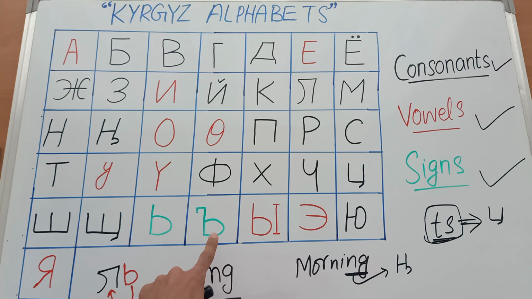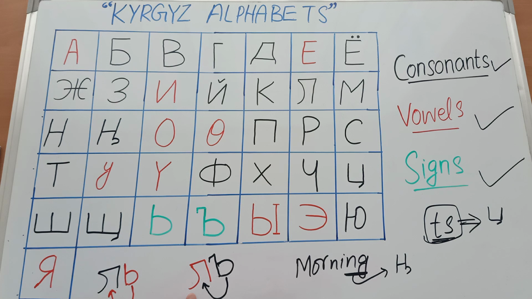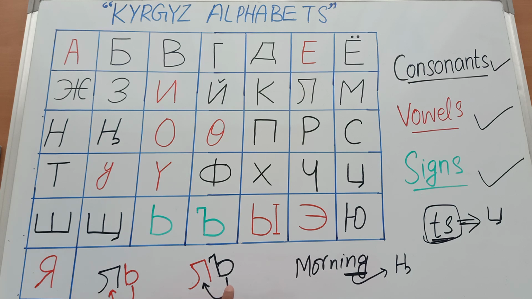The same thing we will apply with the hard sign. For example, this is your consonant L, and this is your hard sign. Now this hard sign will change the sound of this consonant to hard. So now you will pronounce this letter as hard L. Again, listen, the soft sign softens the sound of the consonant before it, and the hard sign will harden the consonant before it.